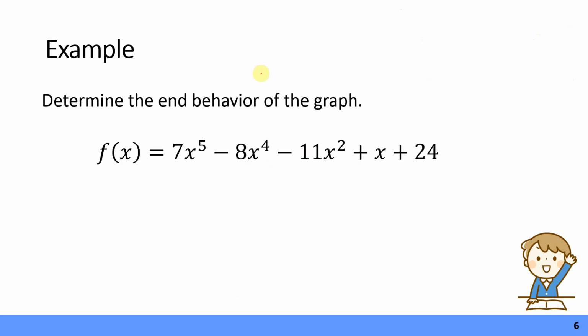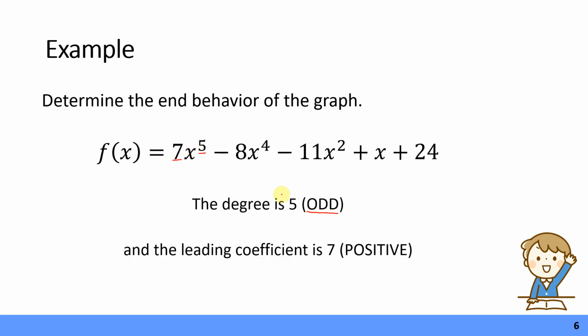Okay, let's try this one. Same thing: determine the end behavior. By now you should know there are 2 things we have to look for. We have to look for the degree. The degree is the highest exponent, which is 5. And you ask yourself, is it even or odd? It's odd. Now, I also have to look at the leading coefficient. The leading coefficient is the number in the front, which is 7. I don't care if the 7 is even or odd. I care if it's positive or negative. So I ask myself, that's positive.